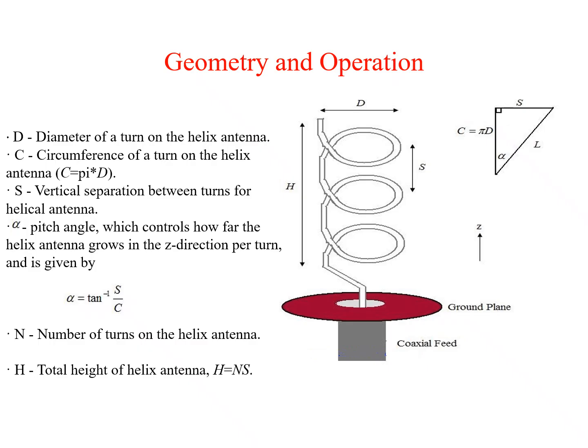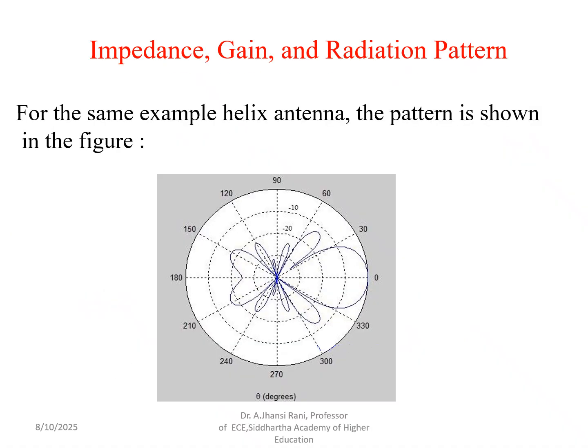Generally, the radiation characteristics of the antenna can be controlled by the geometrical parameters compared to the wavelength. The input impedance also depends upon the pitch angle and the size of the conducting wire. This is the radiation pattern of the general helical antenna, which is bidirectional like this.